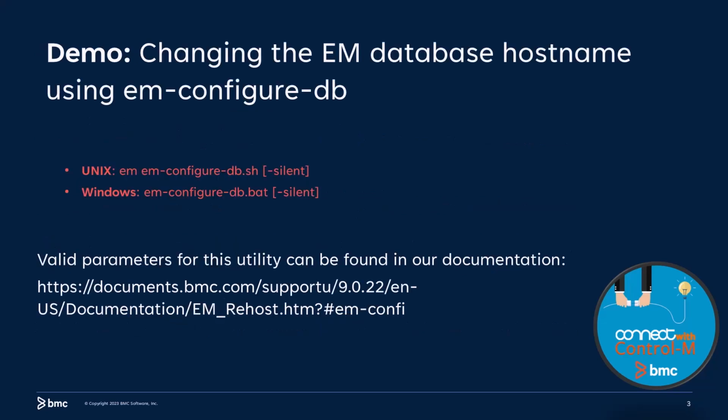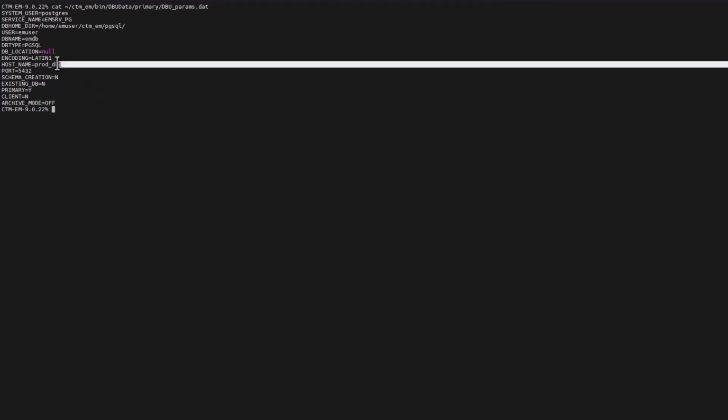Time for a demo. Now that my production database is unavailable, I need to point my EM installation to the backup database I have set up in my DR environment. I will need to propagate this change to the local configuration files on the EM host using the emconfigure DB utility. Here on the EM host, we'll confirm that it's still communicating with our prod database by checking the dbuparams.dat file. Here we see it's still using prod_db1 for the database hostname.